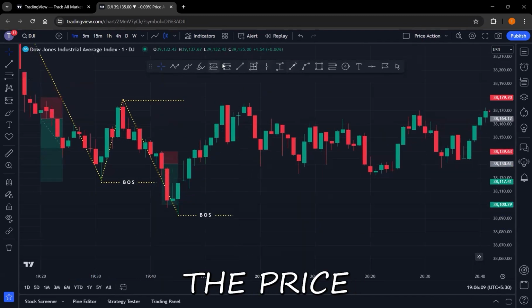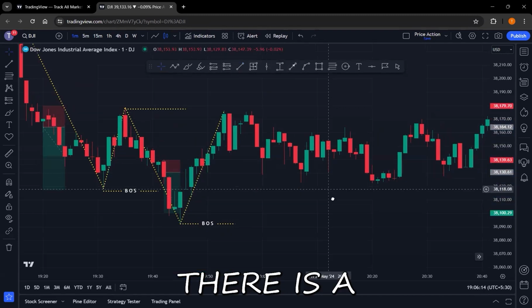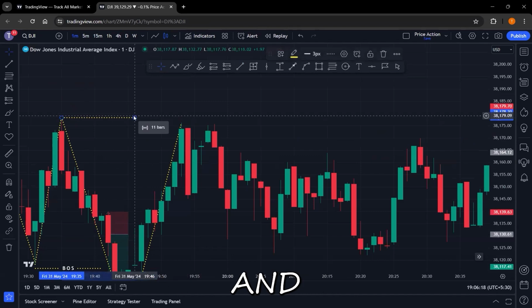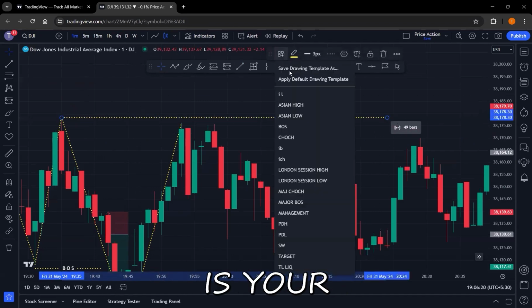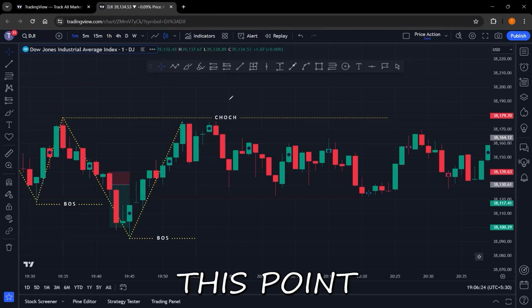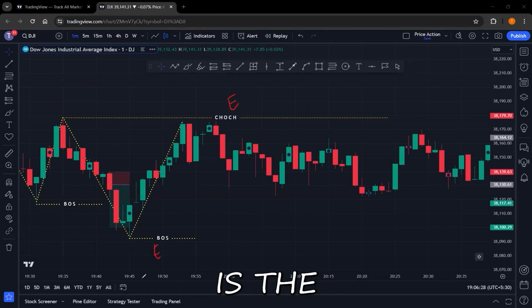So what we can see is that the price is trying to create a new support, and the price is finally trying to move towards the upside. Now there's a very important thing that you have to remember from here. You have to look at the high of this candle and stretch it towards the upside, because this is your major chop, or you can say this is the major external liquidity point. So above this point rests the external liquidity, and below this point rests the external liquidity.